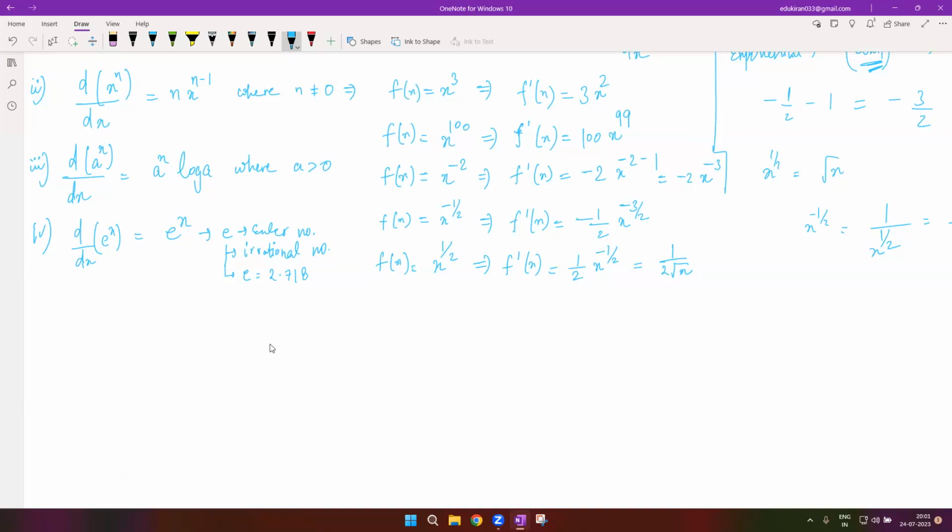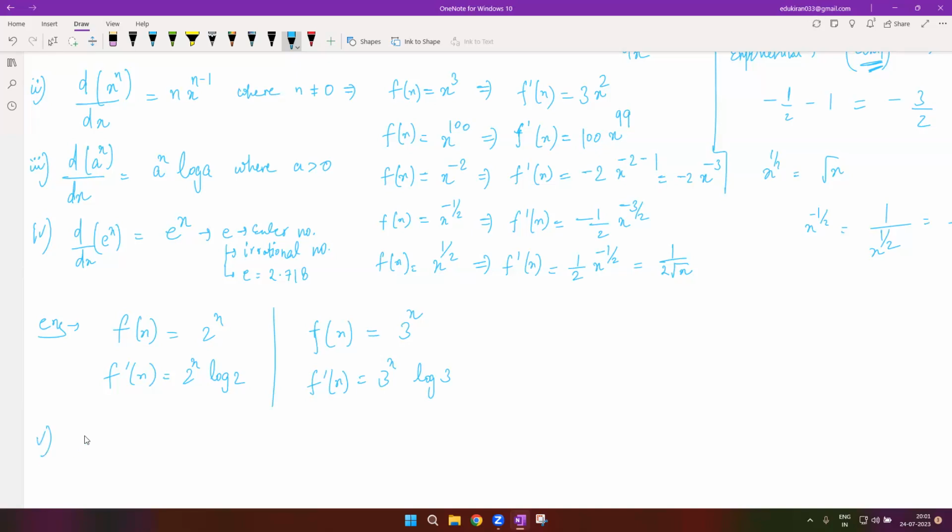Now let's understand the application of these. For example, we are given that f(x) is equal to 2 to the power x, then f dash x will be 2 to the power x log 2. Similarly, if f(x) is 3 to the power x, then f dash x is 3 to the power x log 3. This is how we apply this.